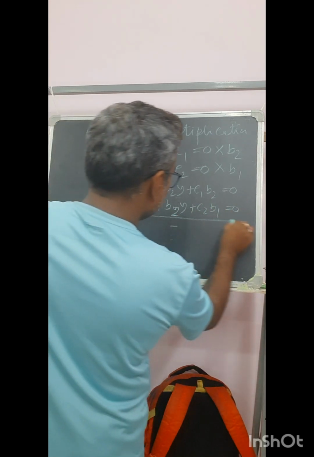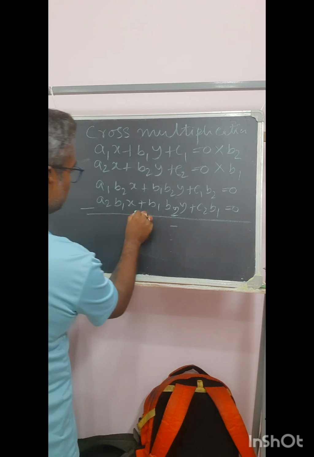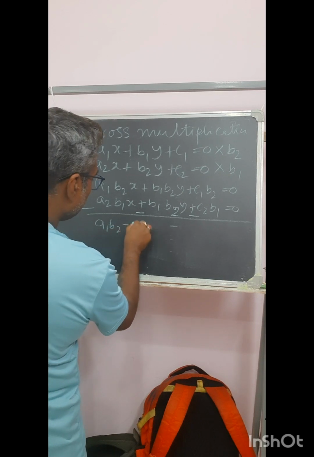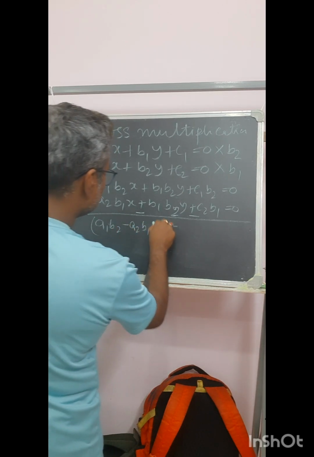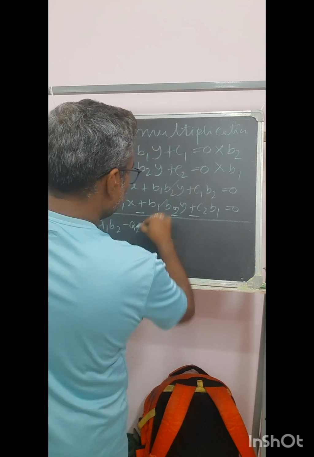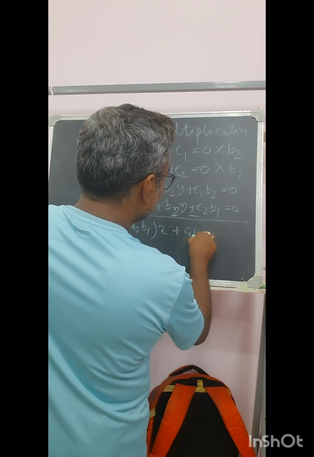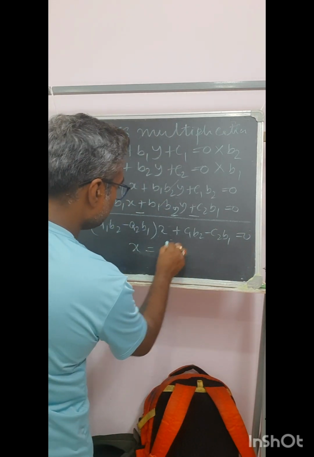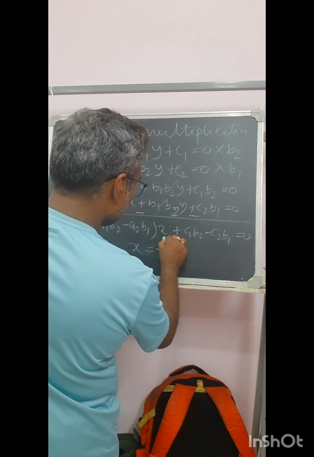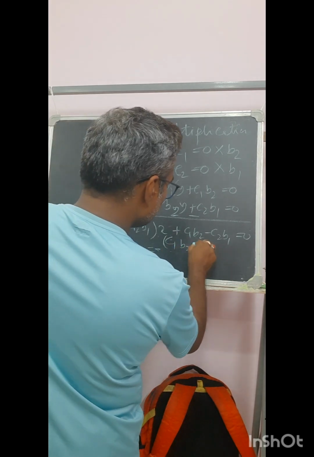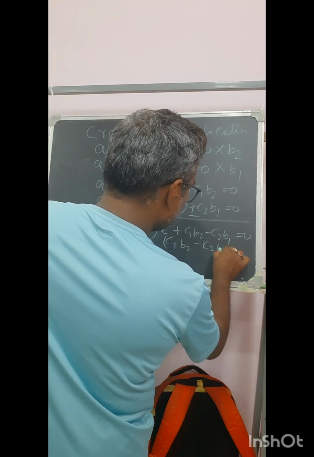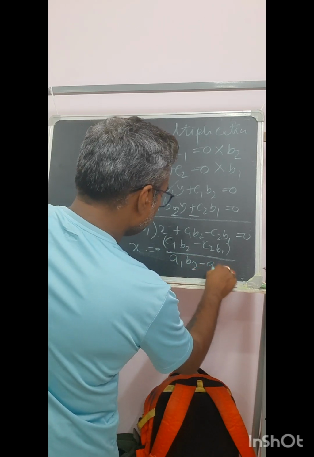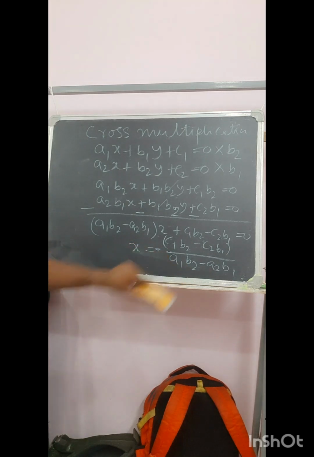Now you can see that the y terms are equalized. I will do subtraction because all the signs are the same. So here I will get a1 b2 minus a2 b1, taking x common, y is anyway eliminated, and c1 b2 minus c2 b1 is equal to 0. Now what is the x value here? It is minus of c1 b2 minus c2 b1, divided by, this will come in the denominator, a1 b2 minus a2 b1. Okay, now the x value is this one.